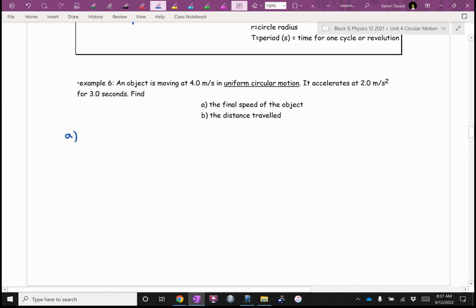Put your calculator away. This is the weirdness. What did I underline? 3 words. Say it again. Final speed is 4 meters per second, because if you're moving in uniform circular motion, your speed is not changing. But there's an acceleration. You know what that acceleration is doing? Changing the direction, not the speed.